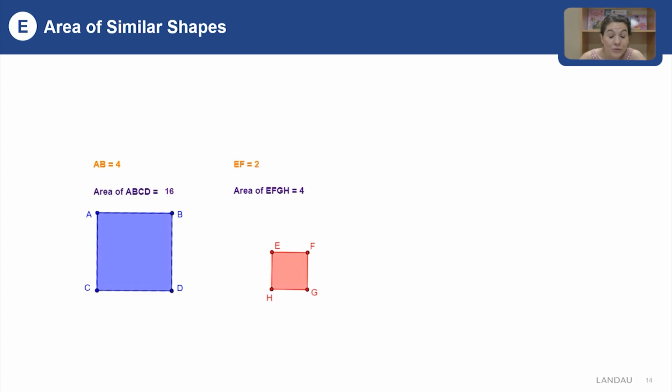So you see, we have here the same squares, but this time we are not looking for the ratio of perimeters. Here we are looking for the ratio of areas. Since we have linear scale factor 2, then we will have scale factor of areas 4.